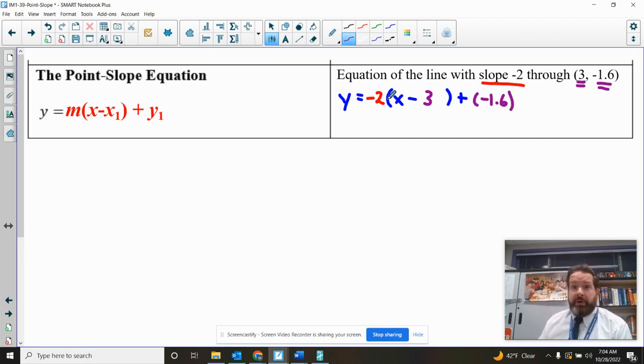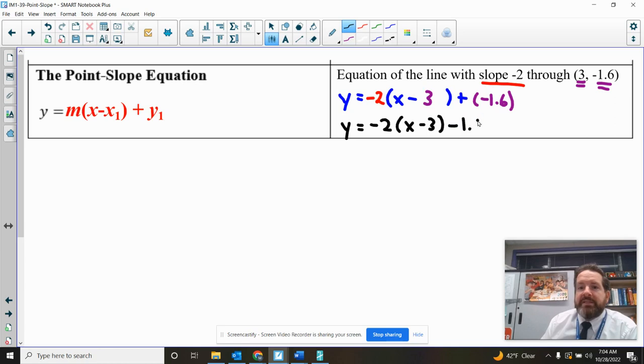Now, if you ever have plus and negative, I want you to combine those signs and treat it as a minus. If you ever have minus and negative, I want you to combine those signs and treat it as a plus. We'll look at some of those examples here in just a bit. So there's the front part plus the -1.6. It's going to look like -1.6. So this is the equation of a line that has a slope of -2 and goes through the ordered pair 3, -1.6.